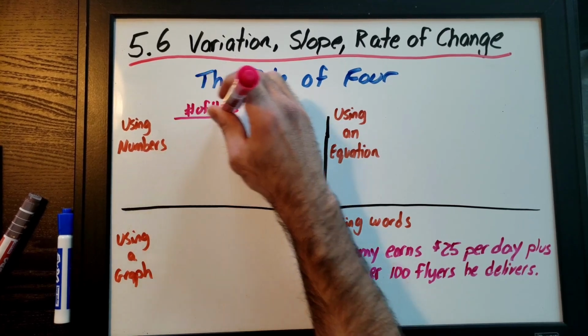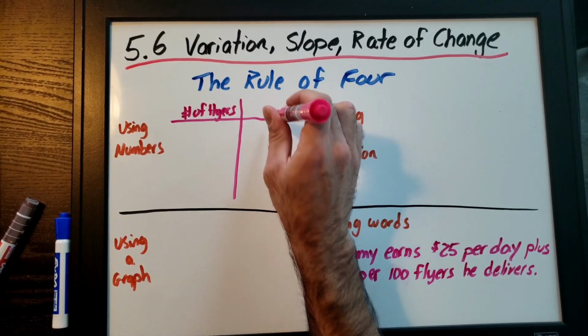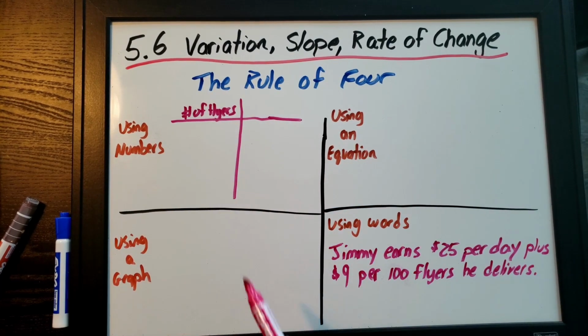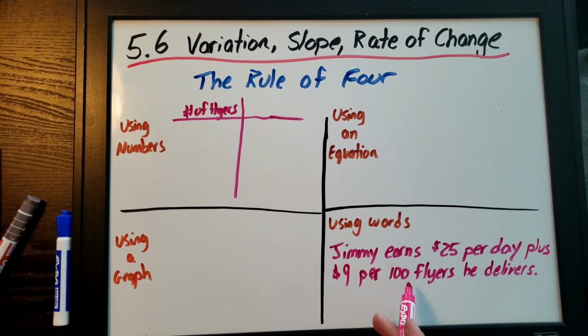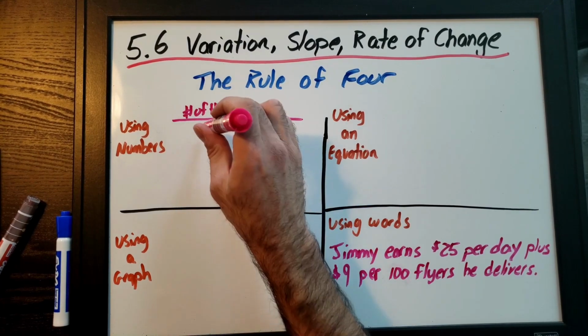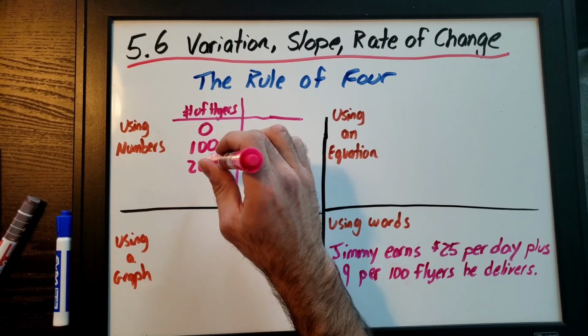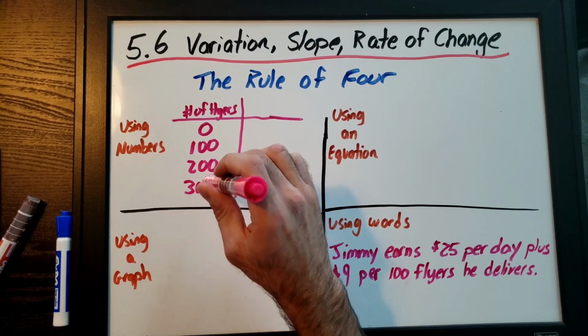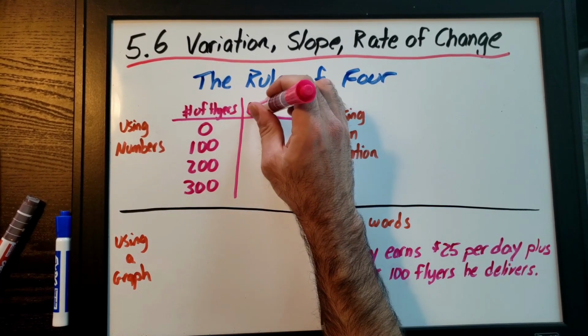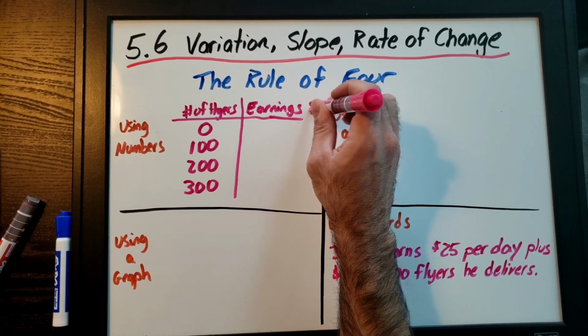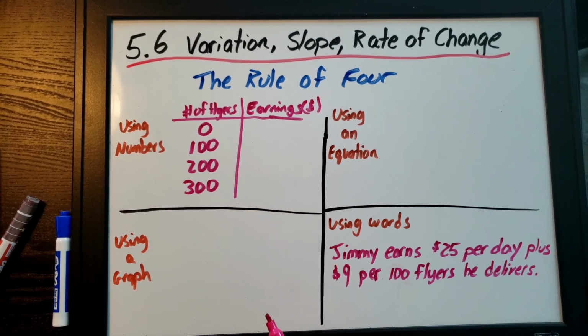I'm creating a table of values here. And I'm not going to create a table of values with 0, 1, 2, 3 anymore like I did in the previous lesson, because I'm looking for every 100 flyers. So I'm going to go 0, 100, 200, 300. And this is going to be his earnings, or how much he makes, or $, whatever you want to do.